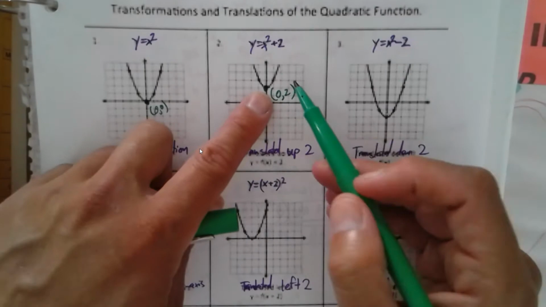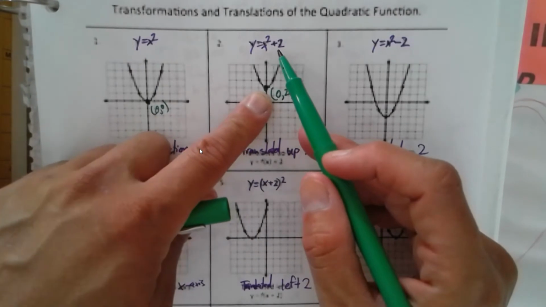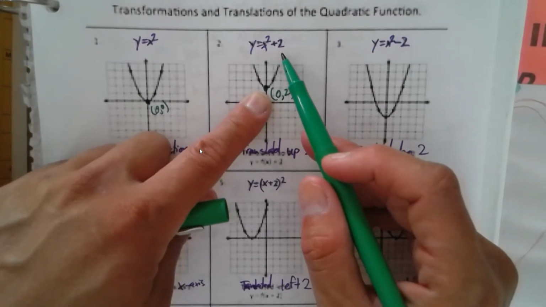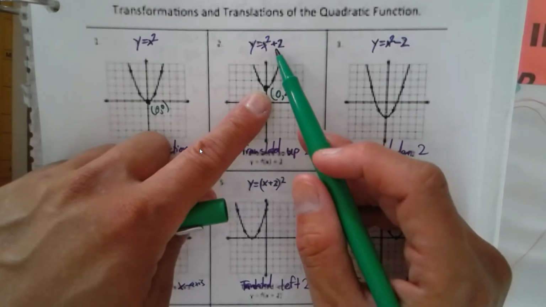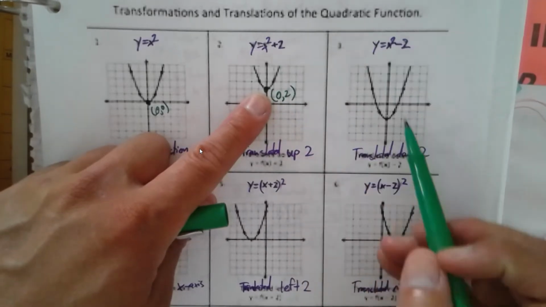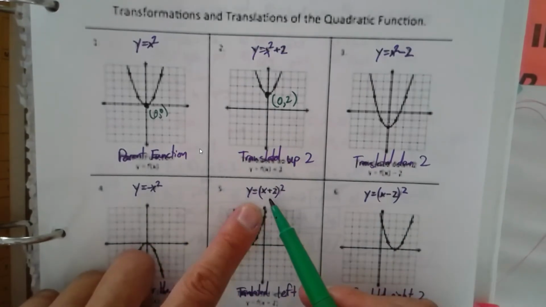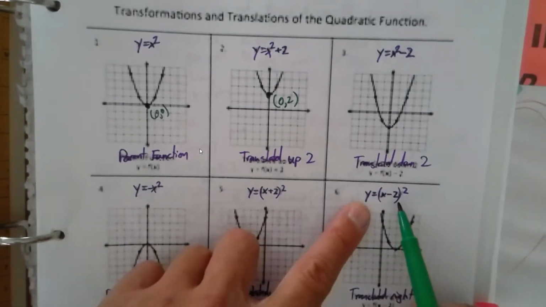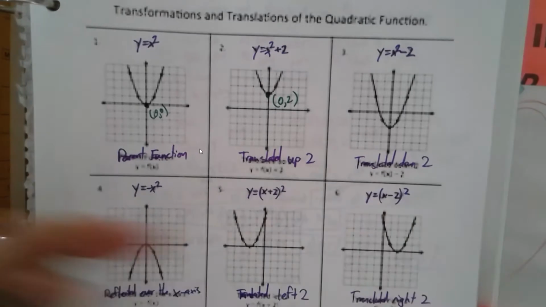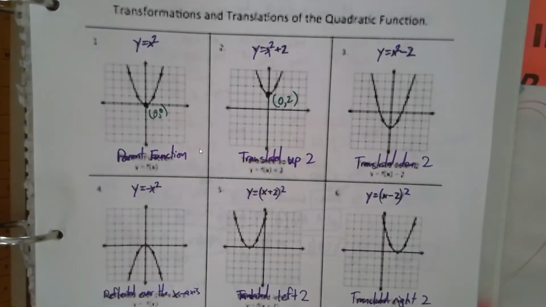Up and down, that follows what you think in your head, okay? That took me a few years to get. If you're going up, you add 2. If you're going down, you subtract 2. However, in parentheses, if you're going left, you got to add 2. If you're going right, you're going to subtract the number. Only in parentheses, yes.